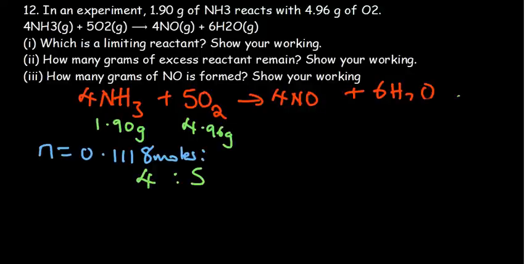If we cross multiply, we'll put x there, assuming that we don't know the number of moles of oxygen that reacted. So the value of x is 5 times 0.1118 divided by 4. So x is equal to 0.13975. That is denoting the number of moles of what? Of oxygen.